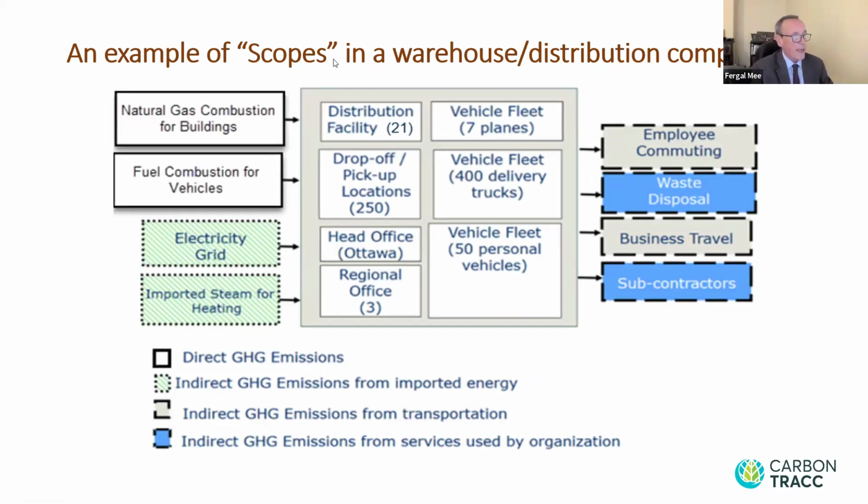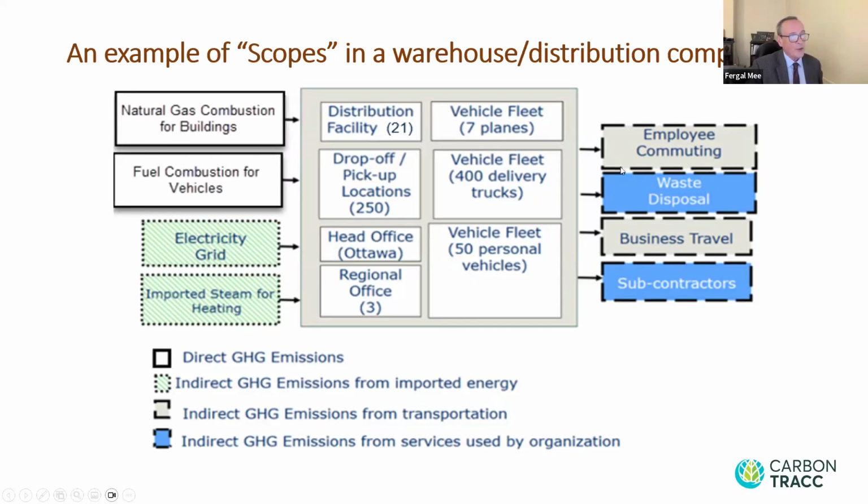It's just by way of example. So the emissions in the dark surround boxes are direct or scope 1 emissions. So natural gas combustion in our buildings. Fuel combustion for company-owned and operated vehicles. These are our scope 1 emissions. Our indirect emissions from imported energy, which could be electricity, as we're all most probably aware, scope 2, imported steam for heating, or imported hot water for heating, or imported chilled water for cooling. These are scope 2 emissions.